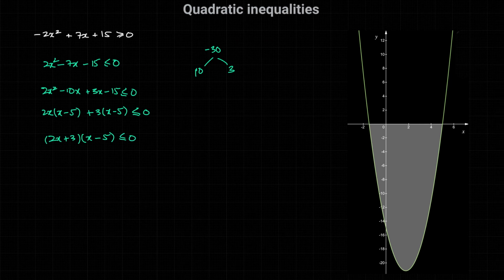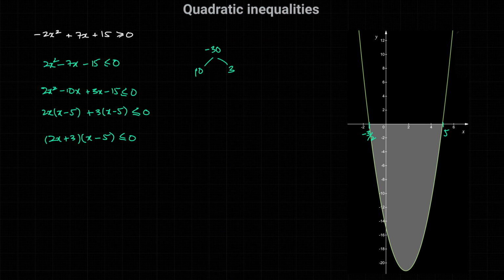So over here we know that when 2x plus 3 is equal to 0, x is equal to negative 3 over 2. So when x is equal to negative 3 over 2, this expression here is equal to 0. This 2x plus 3 is equal to 0, and therefore the entire expression is equal to 0. So this x-intercept here is negative 3 over 2. We also know that this entire expression is equal to 0 when x is equal to 5. So we can say that this other x-intercept here is x is equal to 5.